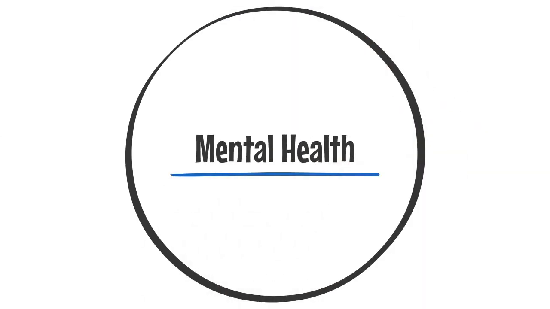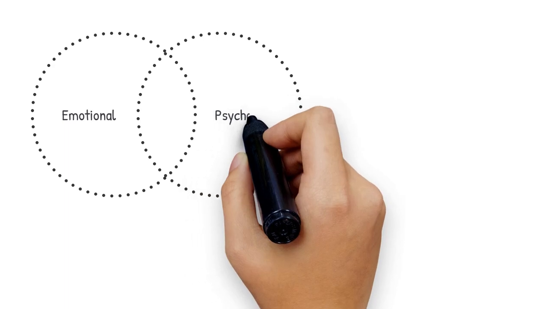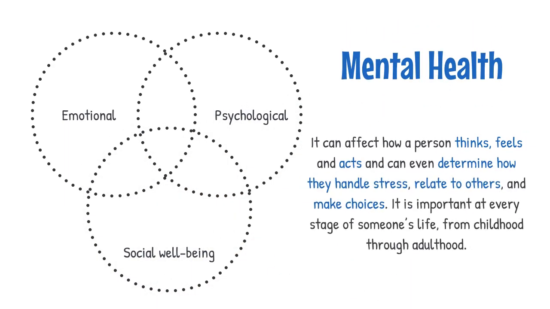In order to respond to mental health issues, we must first understand what we mean by mental health. Mental health is a term that encompasses our emotional, psychological, and social well-being. It can affect how a person thinks, feels, and acts, and can even determine how they handle stress, relate to others, and make choices. It is important at every stage of someone's life, from childhood through adulthood.